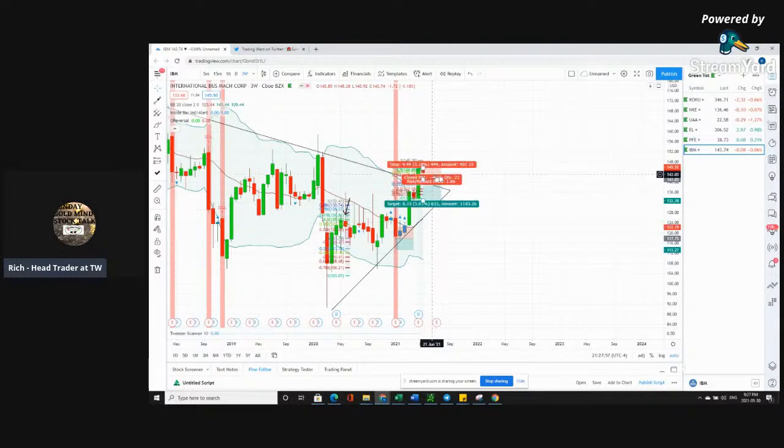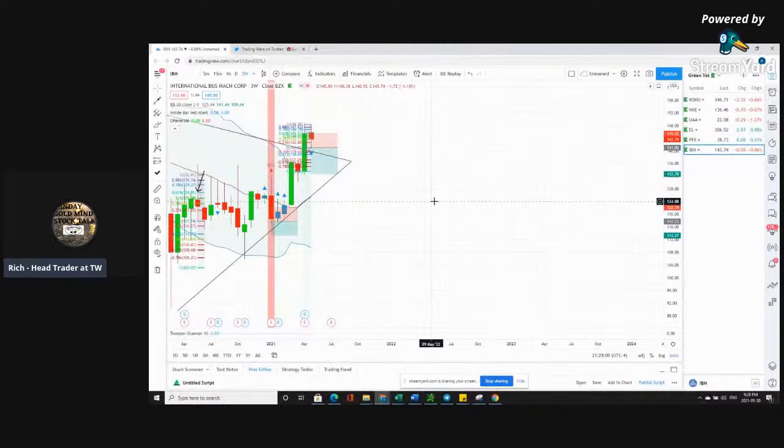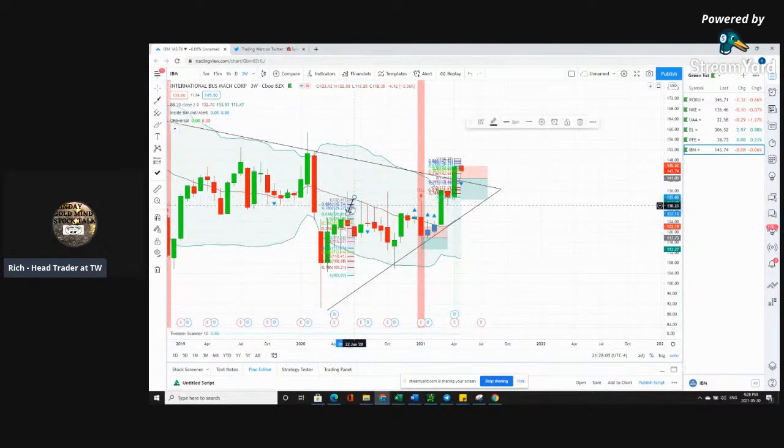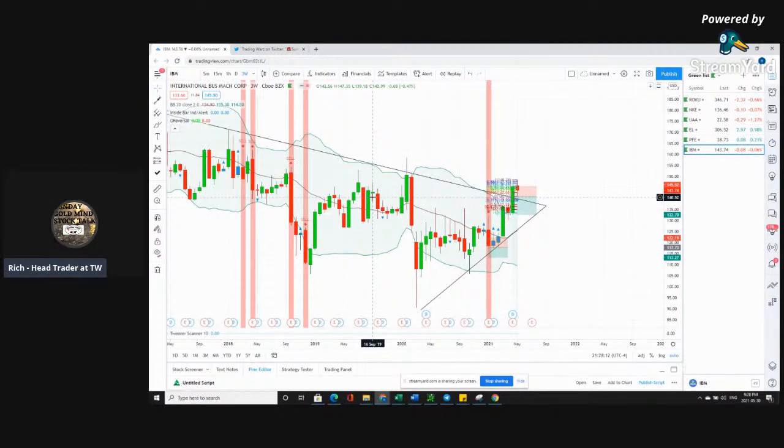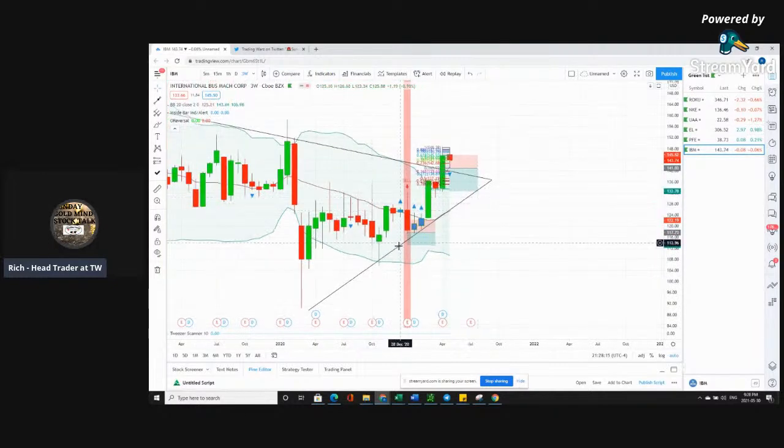Since we're here on IBM, let's do some analysis. Look at this pattern here. I need someone to write me a script for this pattern, the outside bar followed by inside bar. And then I want someone else to write a script for the outside bar, double inside bar pattern. If you know someone that can write that script, we need it.